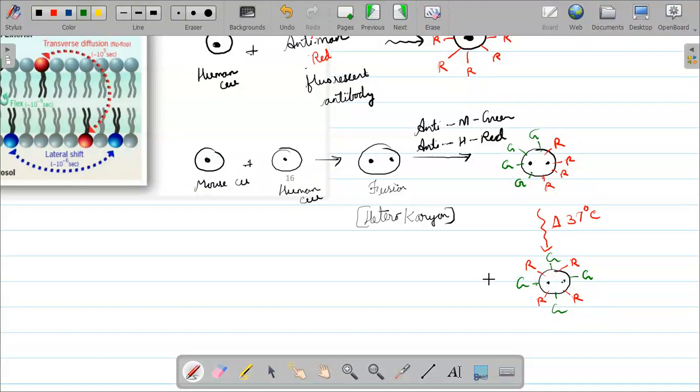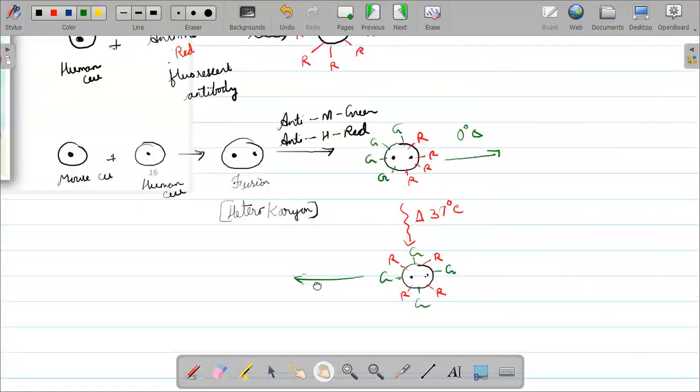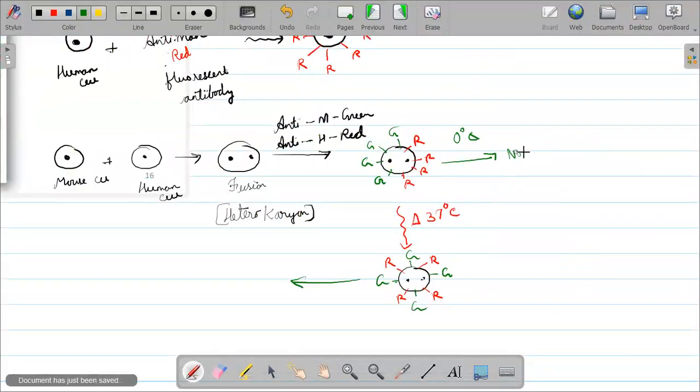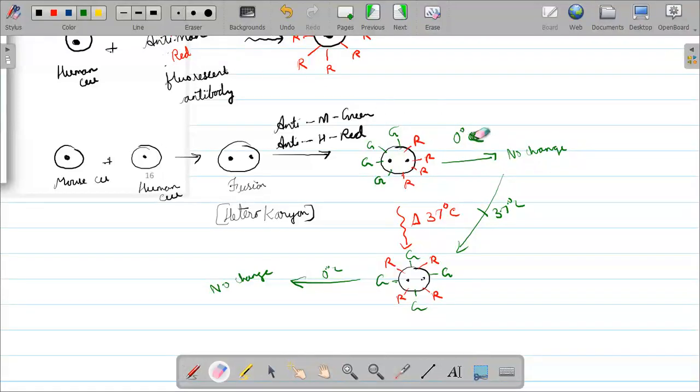Now what happened? They kept the same cell at 0 degrees Celsius. When they kept it at 0 degrees Celsius, there was no change. Again, when they heated to 37 degrees Celsius, they had some changes. Again, when they kept it at 0 degrees Celsius, there was no change. So why at 0 degrees Celsius was there no change? That is the question. I'm asking you.